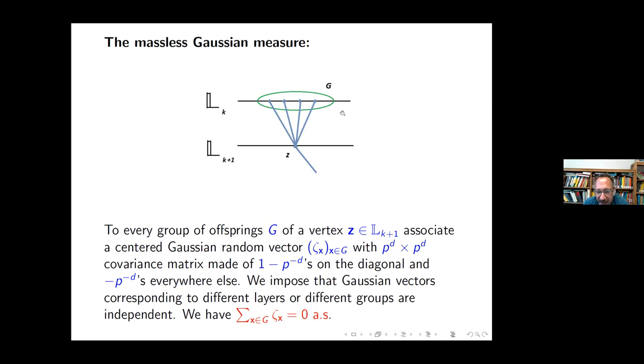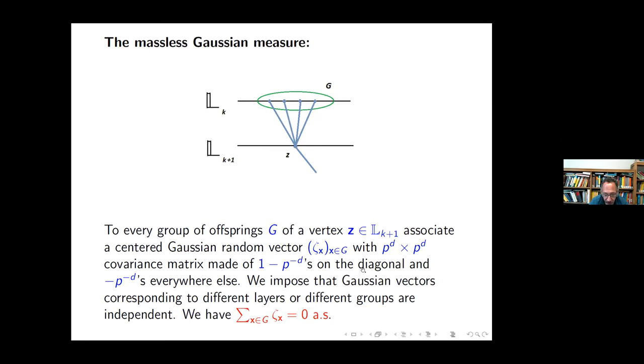Or in other words, what you have here is a centered Gaussian vector with p to the d components, and the covariance matrix basically has, let me get it right, one minus p to the minus d on the diagonal, and everywhere away from the diagonal, you have minus p to the minus d. Notice the minus is because things become negatively correlated because you impose that they add up to zero. Does that make sense? So you put this for every group of children of anybody in the tree, and between groups, they're independent. So now you have a Gaussian random field on the tree with a little bit of correlation because of this conditioning.